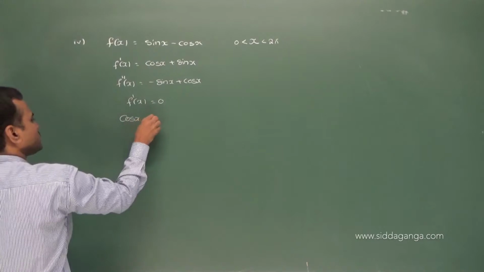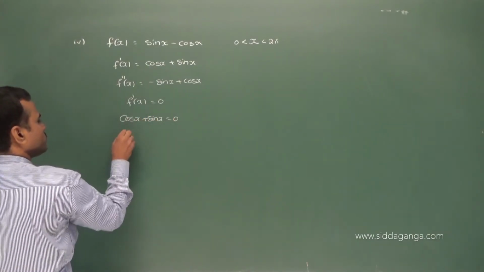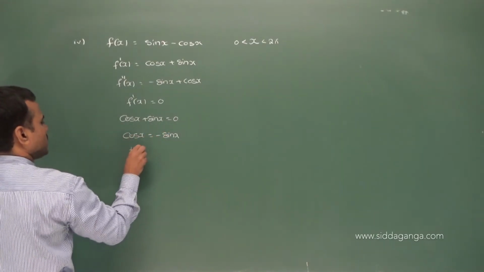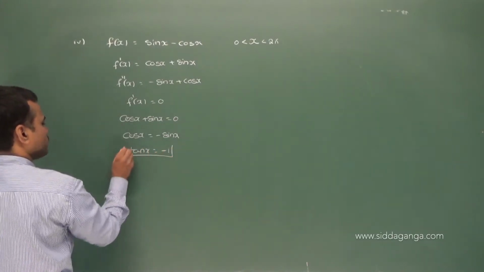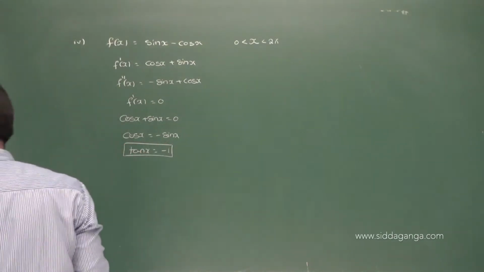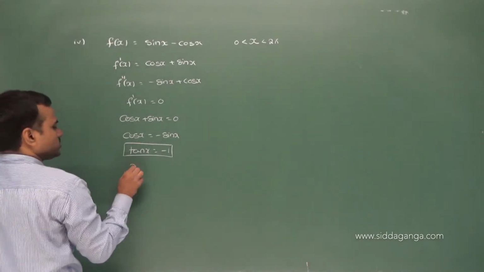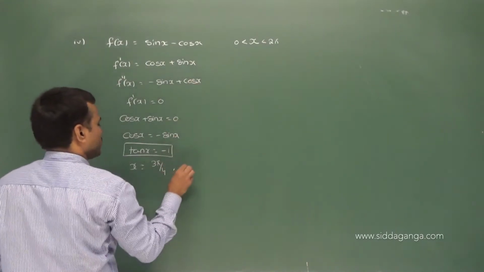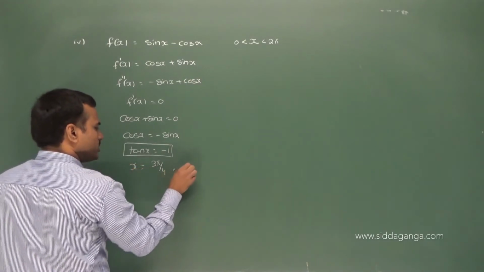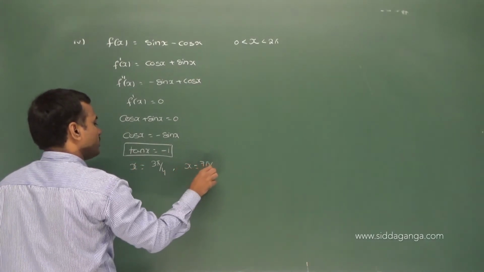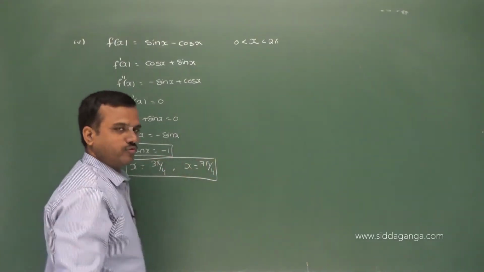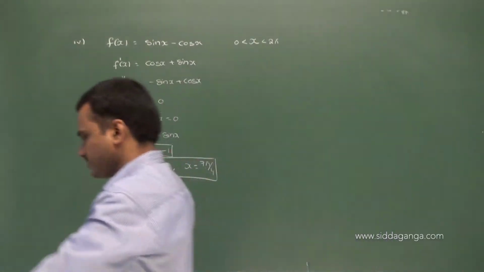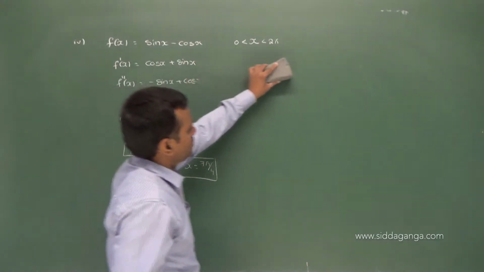Cos x plus sin x is equal to 0. Cos x is equal to minus sin x. Correct? Tan x is equal to minus 1. So x is equal to 3 pi by 4, one value, because it is 0 to 2 pi. It is negative in the second quadrant, it is also negative in the fourth quadrant, 7 pi by 4. 3 pi by 4 and 7 pi by 4. These two are what? The critical points.